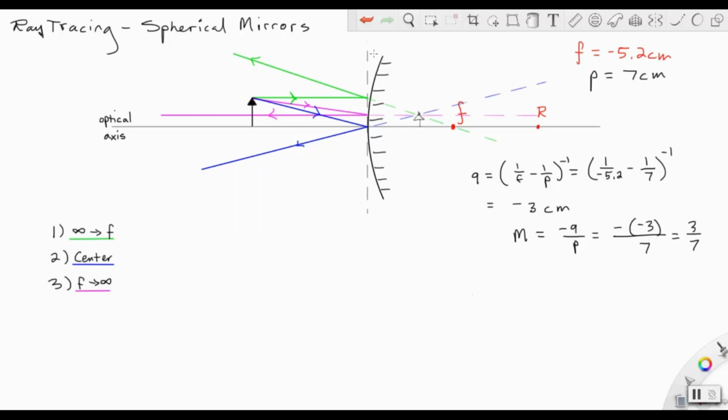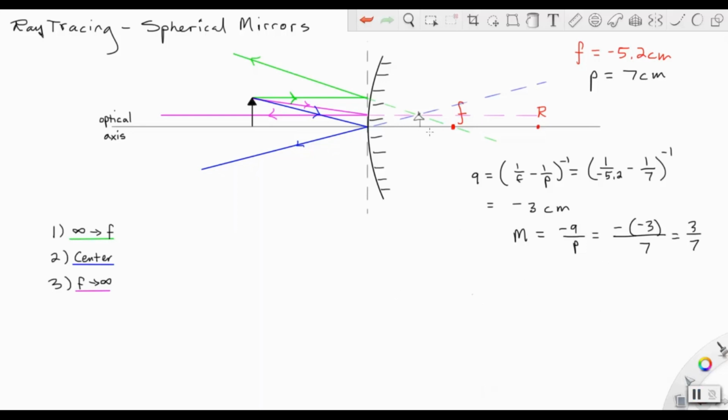So in our next example, we're going to create a concave mirror, and this is what the legend has it that Archimedes did to the Roman ships in order to set them on fire as they were coming ashore. So we should be able to form a real image if we're careful. All right, let's take a look at another example.